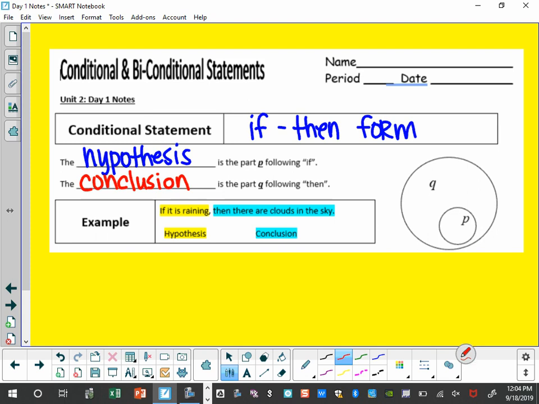So your example they gave you is if it is raining, then there are clouds in the sky. Your hypothesis would be it is raining. Your conclusion is there are clouds in the sky. You don't really have to do this anymore, but we're gonna still do it within our notes. They took out Venn diagrams of our pacing guide, but if you see that, that's what it means. If is reliant, then is reliant on the if.